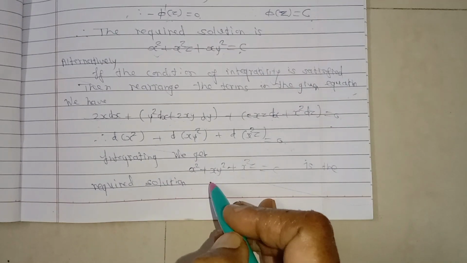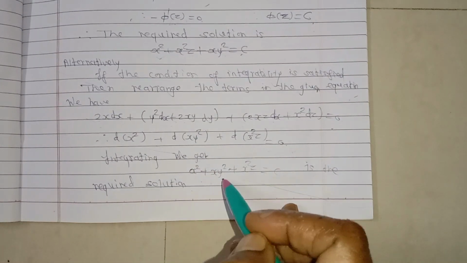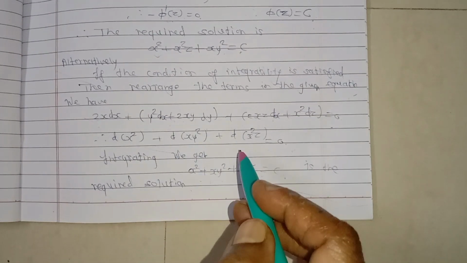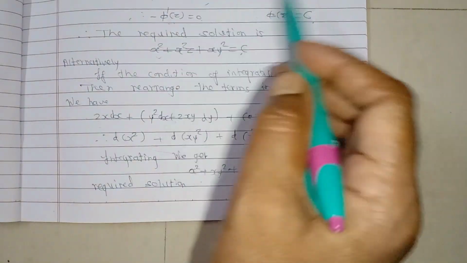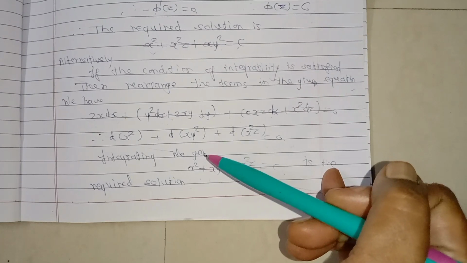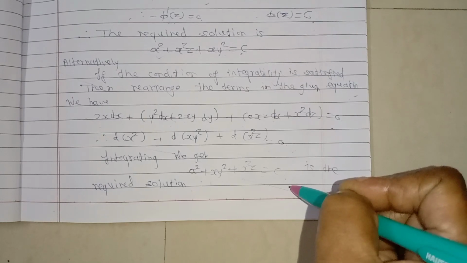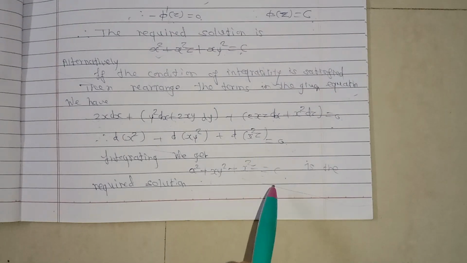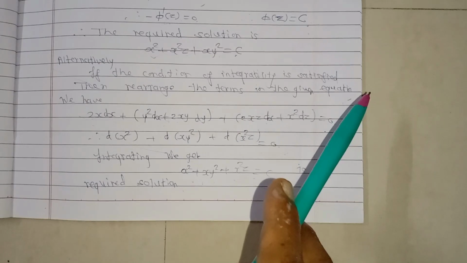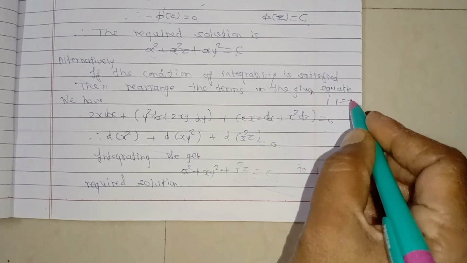And integrating, the derivative and integration cancel, we get the solution as x square plus xy square plus x square z equal to c. This is the required solution of the given equation. That is, instead of taking any variable as constant, you can solve by rearranging the terms and then integrating. You can get the solution or integral of the given equation, but you have to first verify the necessary condition of integrability. That is, first check that the value of the determinant must be equal to 0.